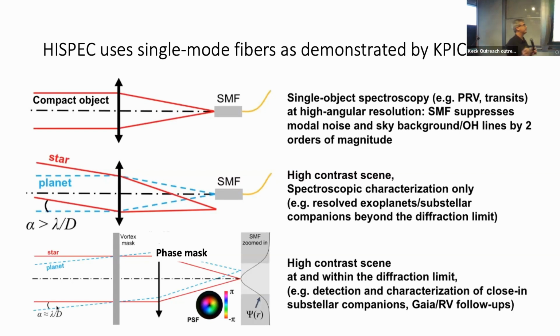For very close-in systems, where the separation is less than sort of lambda over D, we can take advantage of interferometric techniques. This is a vortex coronagraph, where we place that in the pupil plane, and that rejects the on-axis starlight. It is perfectly canceled by the symmetry of the system and the spatial filtering property of the single mode fiber, whereas slightly off-axis planet light does couple in with some throughput. So this is a high contrast mode enabled by the instrument.